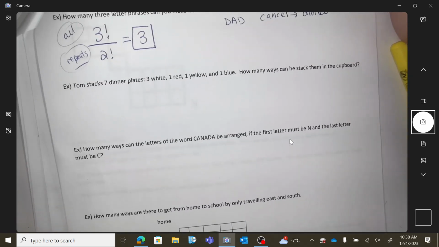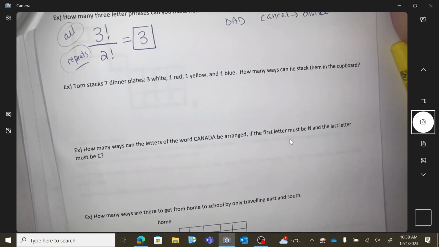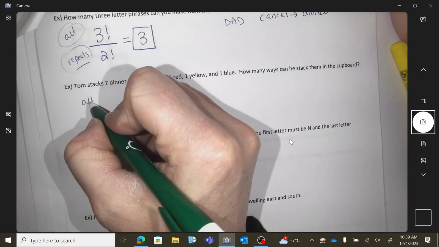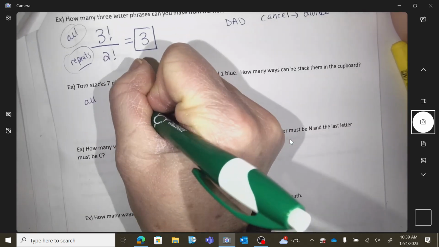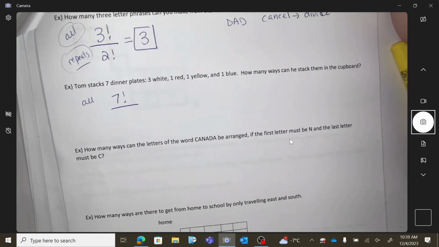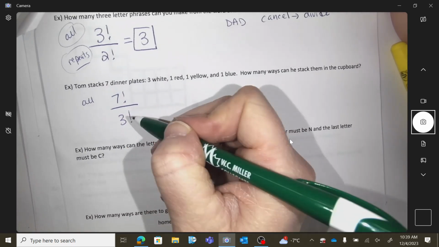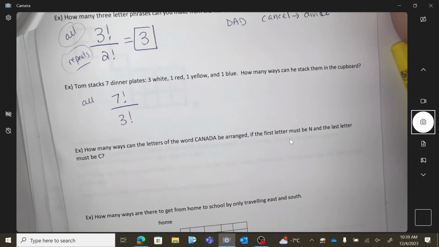So, here we go. Tom stacks 7 dinner plates. He has 3 white, 1 red, 1 yellow, 1 blue. So how many ways can he stack them in the cupboard? So what is the all? How many plates can you move around all together? 7. And there were 3 whites. So in my cupboard, if I put this white on top of that white, or vice versa, I can't tell, right? Because they're the same plate. So then you'd have to calculate it.